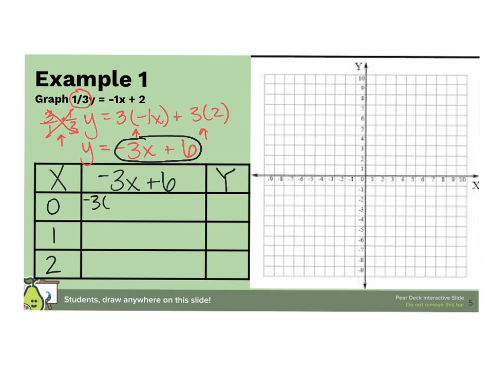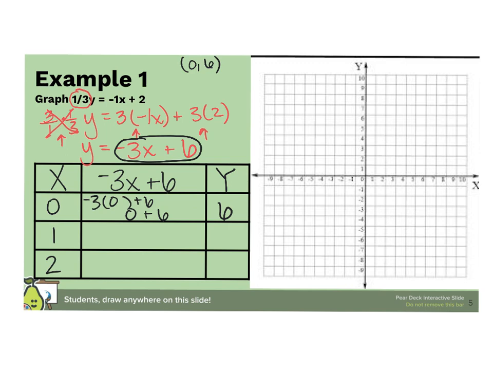Negative 3 parentheses plus x. We are substituting a 0 for x. 0 times anything is 0. And 0 plus 6 is 6. So our first ordered pair, when x is 0, y is 6.